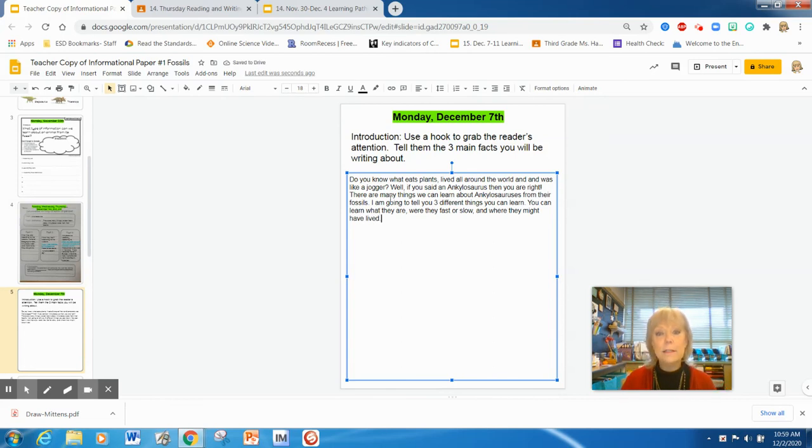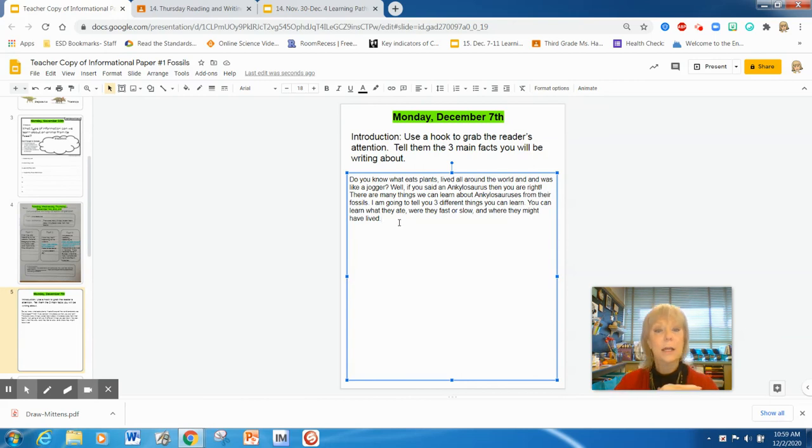So now there is my whole introduction. I have hooked my reader in by asking them a question. I have told them what we are going to be talking about, which is the Ankylosaurus. And I have told my reader that they are going to learn 3 different things when they read my paper. They're going to learn about what they, not what they are. See, it's a good thing to always go back and reread your work. What they ate, were they fast or slow, and where they might have lived. All right, and that is what my Monday writing is going to be about.